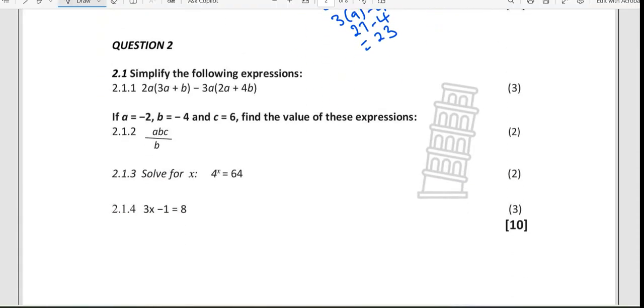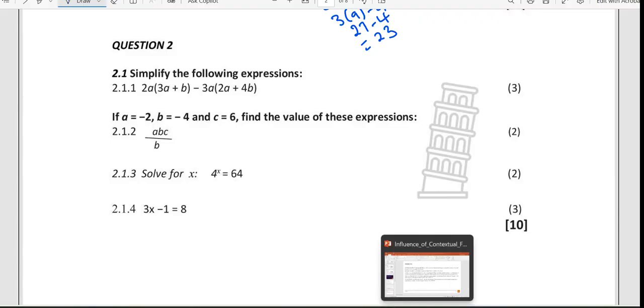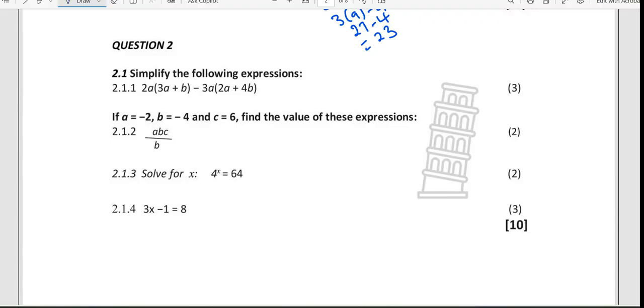Okay, now let's proceed to question number 2. Simplify the following expression, guys. I'll write this down because it won't fit here. My answer won't fit here, guys. I'll make sure to write it down here. Let's hope you will see. Sorry for that.